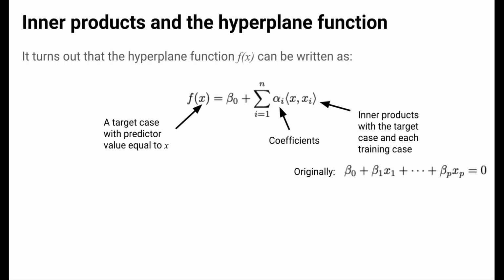So it turns out that we can actually use inner products to write the formula for a hyperplane function. The hyperplane function f of x can be denoted in this way, shown here, with inner products. Originally, we had denoted hyperplanes with this linear combination, beta 0 plus beta 1 x1, etc. equals 0. It turns out that we can write the formula for a hyperplane in this notation with inner products as well. This will be useful when we introduce an improvement to the support vector classifier in just a moment.